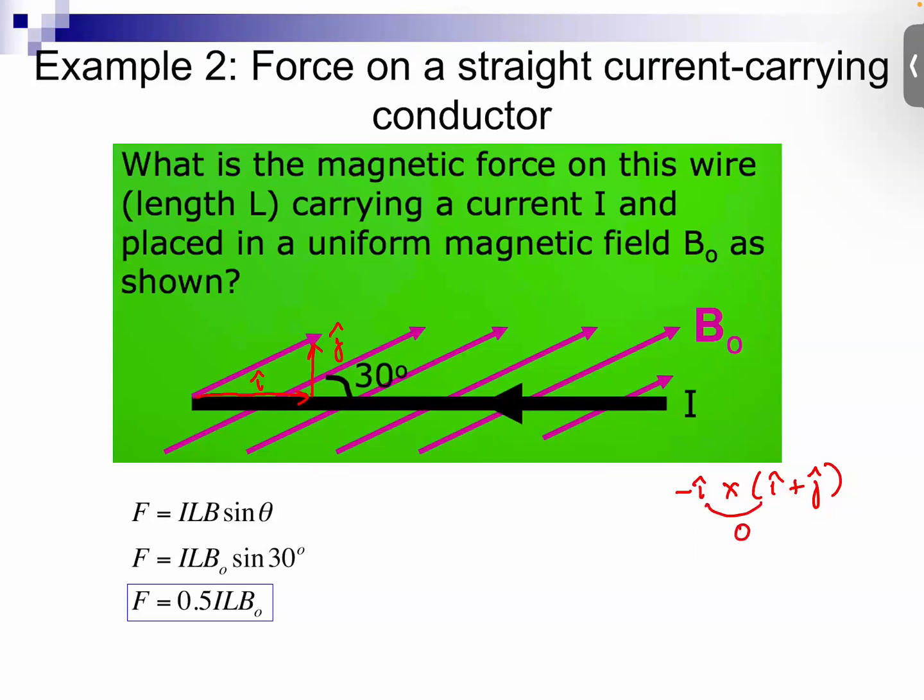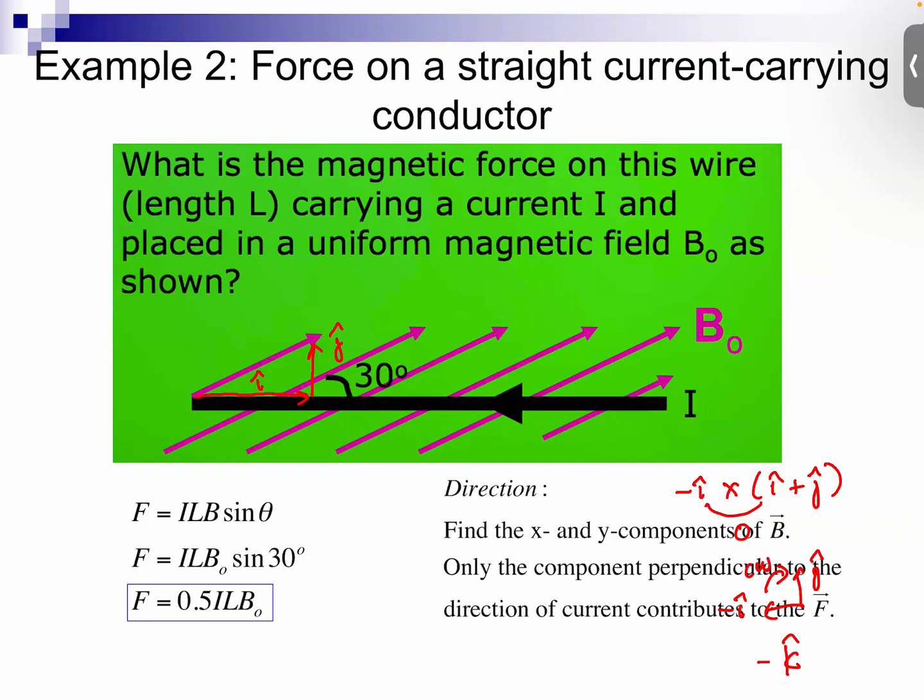So you're effectively just crossing minus i hat with j hat. So you're doing this cross product here, minus i hat for the current and j hat. The answer is, of course, obviously k hat, but you're doing the cross in the clockwise direction, so that will be a minus k hat.